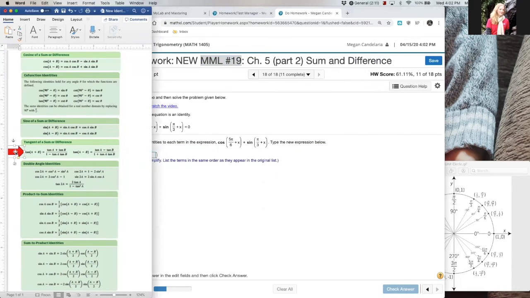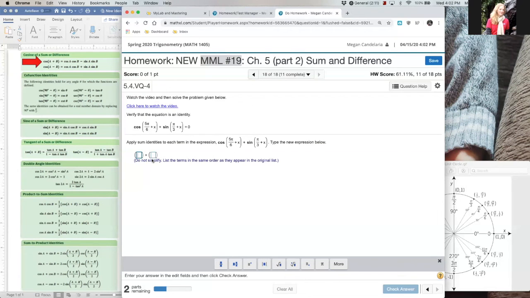Well, that's a cosine addition thing. We're going to come back up here to our cosine addition. If I have cosine of a plus b, that's going to be cosine of a, cosine of b minus sine of a, sine of b. So cosine of 5 pi over 6 plus x is going to become cosine of 5 pi over 6 cosine of x minus sine of 5 pi over 6 sine of x. So all we did was apply this top cosine sum formula to our cosine of 5 pi over 6 plus x.